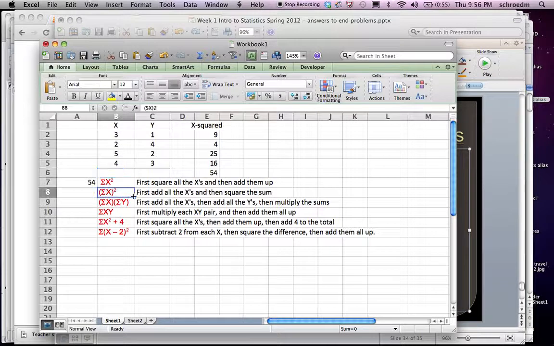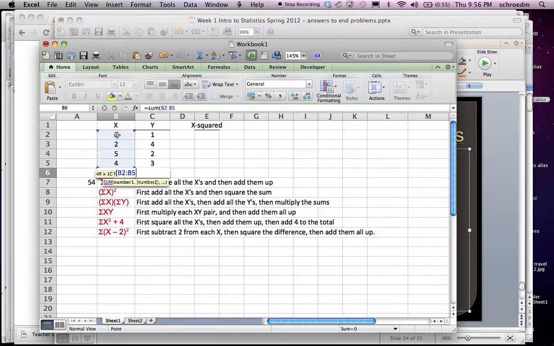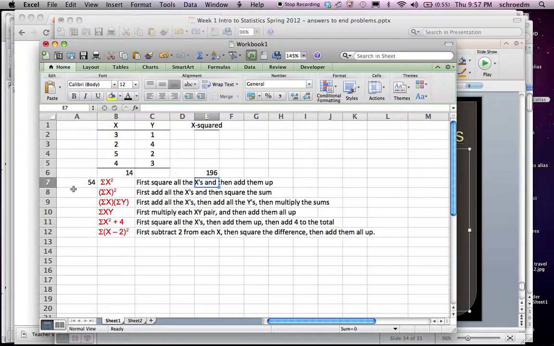In the next case, it's the opposite thing, because I have parentheses around the summation. So first I'm going to add up all my x's, right? And get rid of these guys. So I'm going to add all these up. And I get 14, and then I'm going to square it. So this is going to equal 14 squared, which is 196. Hopefully that makes sense. Again, first I add all my x's, I get 14, then I square that sum.